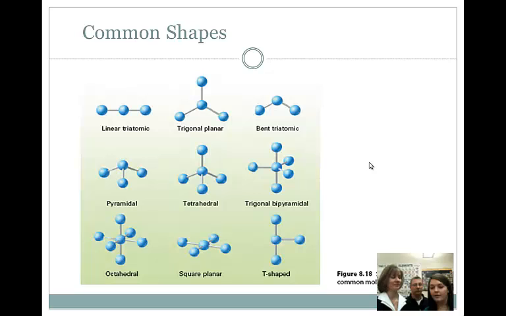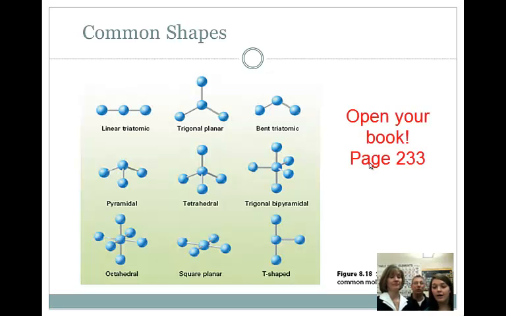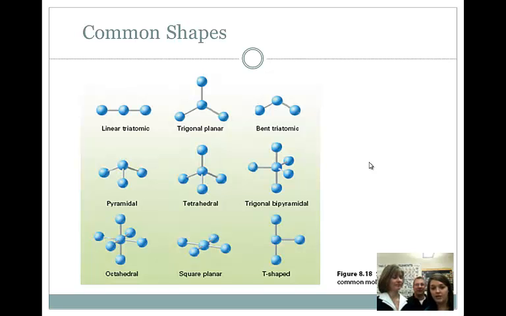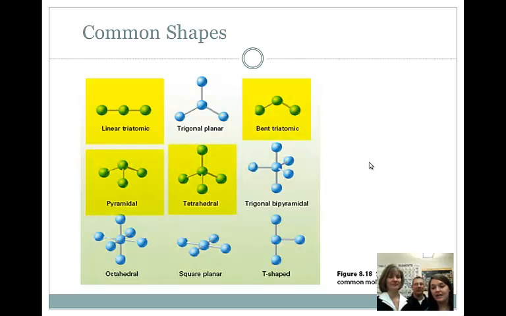Here we have common shapes that we may encounter, and again, this is another figure from your book that you may have been using while you work through your covalent molecule labs. Page 233. Thank you, Mr. Sustin. And you'll notice some of them are the familiar ones we've been working with. The big 4 that we talk about are linear, bent, pyramidal, and tetrahedral.